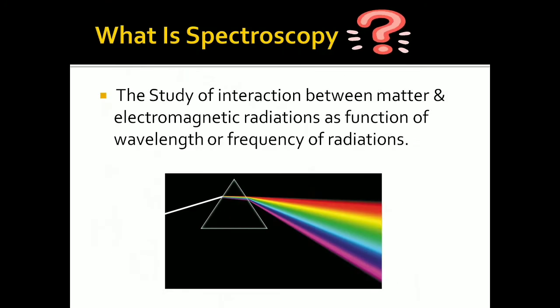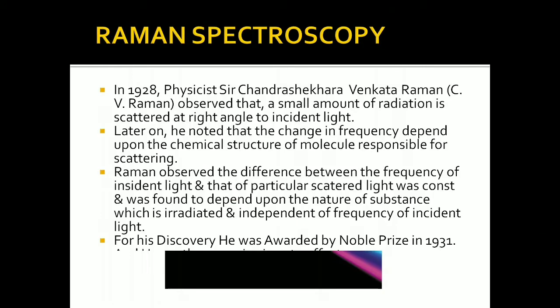So, what exactly is spectroscopy? The study of interaction between matter and electromagnetic radiations as functions of wavelength or frequency of radiation is called spectroscopy. So, basically, it's a branch of science concerned with measurement of spectra produced when matter interacts with electromagnetic radiations. Now, what is Raman spectroscopy?